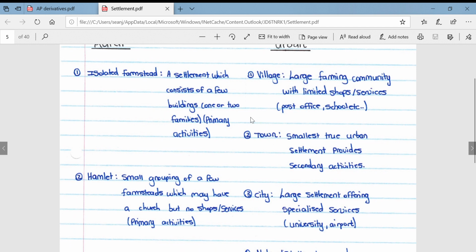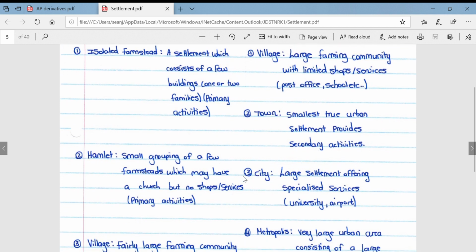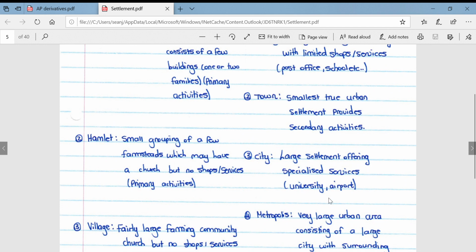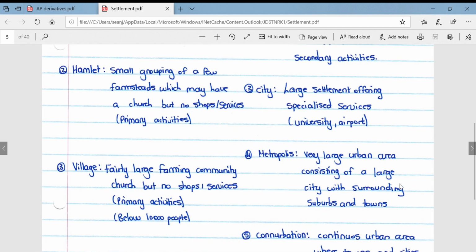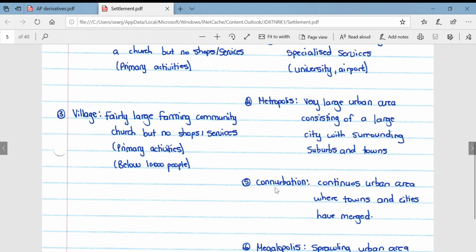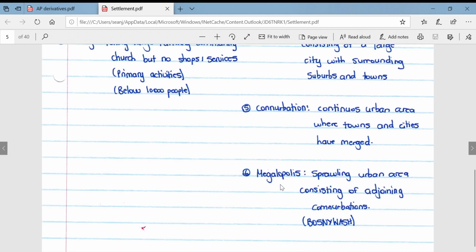Then if we look at a town, it's the smallest true urban settlement and provides the first bit of secondary activities. Then if we look at a city, it's a large settlement offering specialized services such as universities or an airport. A metropolis, a very large urban area consisting of a large city with surrounding suburbs and towns. Then a conurbation, a continuous urban area where towns and cities have merged. Then finally, the biggest of them all, a megalopolis, a sprawling urban area consisting of adjoining conurbations.